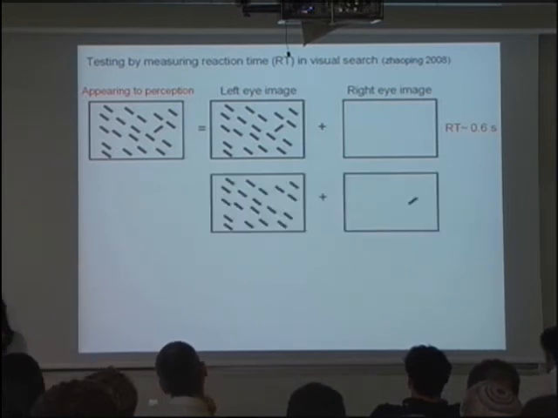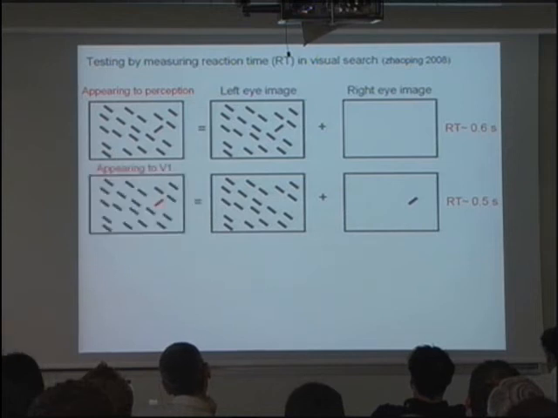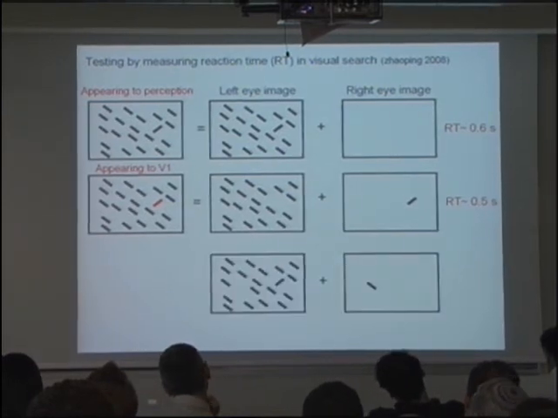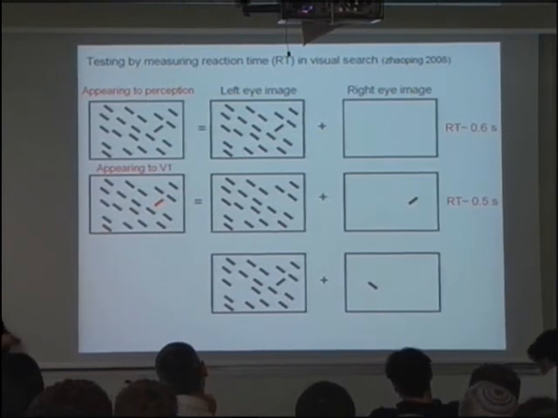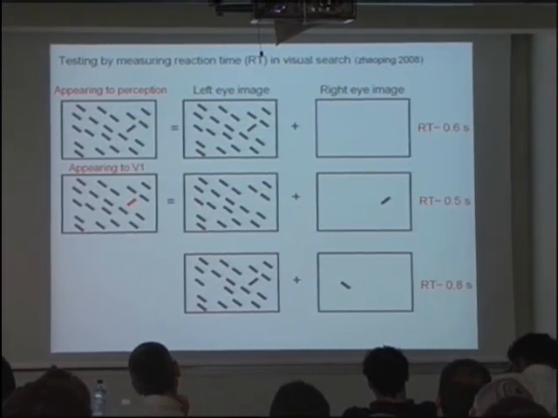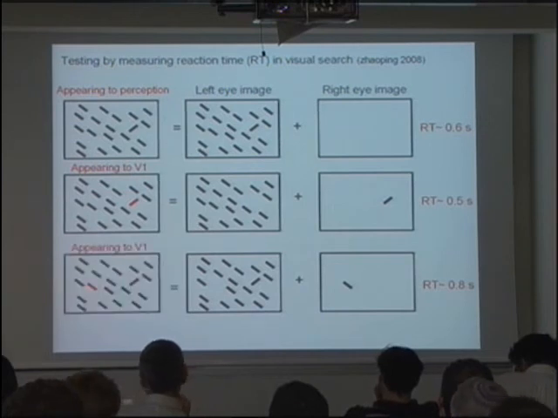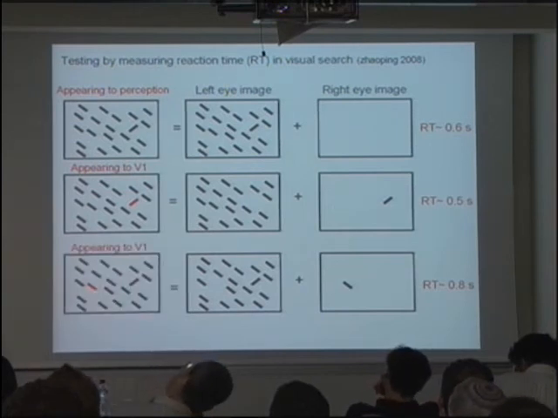But if you then put this target bar in the other eye, they still see it like that. They cannot tell the difference between this and that, right? And suddenly, their response is 100 milliseconds faster. This is because to V1 it appears like that, even though to our perception it appears like that. V1 sees this distinctively, and it helps it. And if you do the other way around, you put one of the background bars in the other eye, and suddenly it's 200 milliseconds slower than the baseline. This is because to V1 it appears like this. This is very distracting.